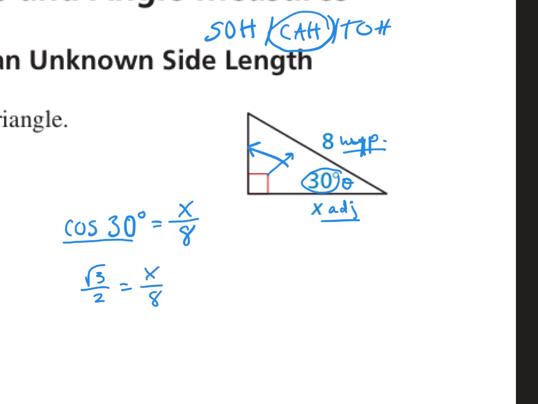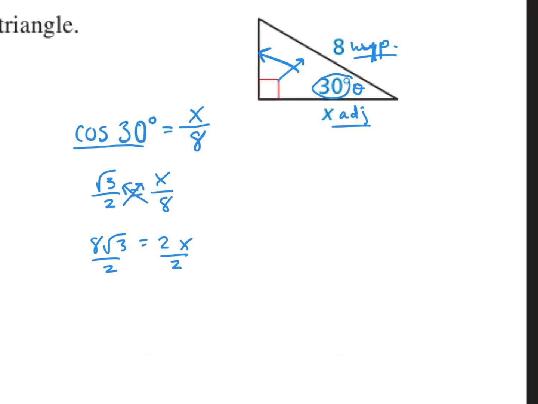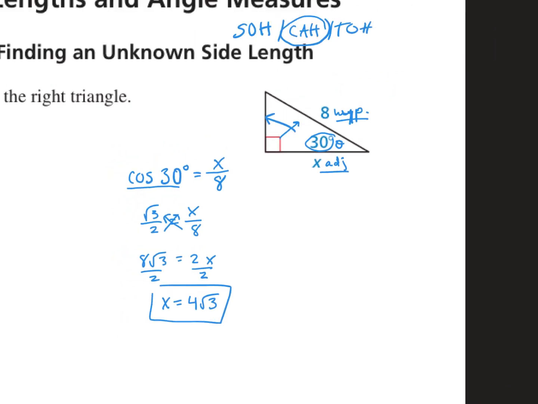And we have a fraction is equal to a fraction, so we can cross multiply. So we have 8 square root 3 is equal to 2x. Divide both sides by 2. So x is equal to, we can divide 8 by 2, which would give us 4 square root 3. And that's our value for x.